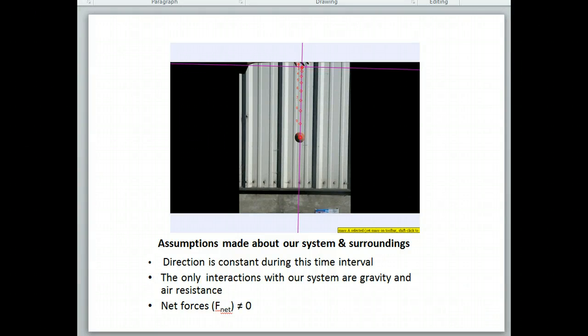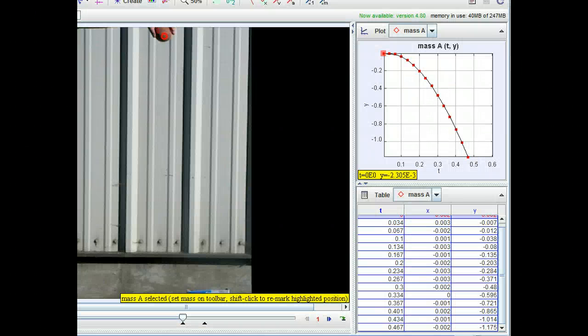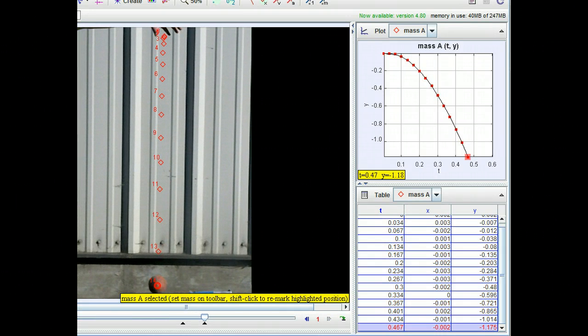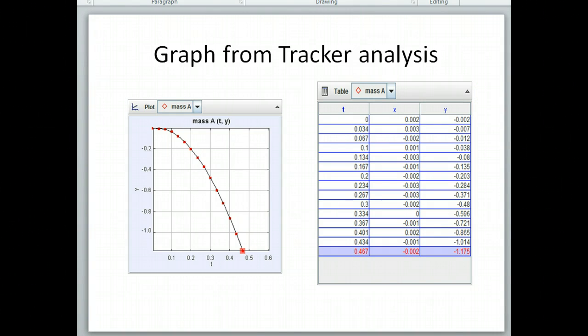Now we look at the tracker. The graph from tracker, we've got time in seconds on the x-axis and distance in meters on the y-axis. Again, the data points are closer at the top and further apart at the bottom. And the graph is nonlinear.